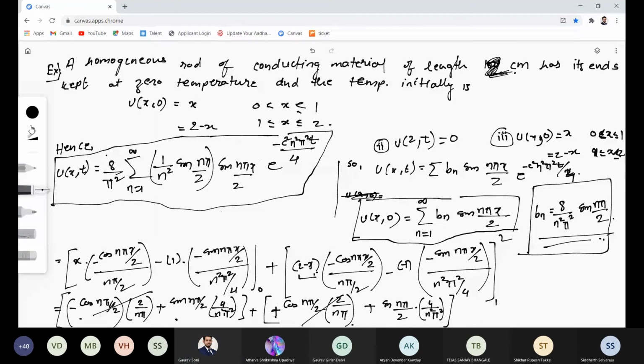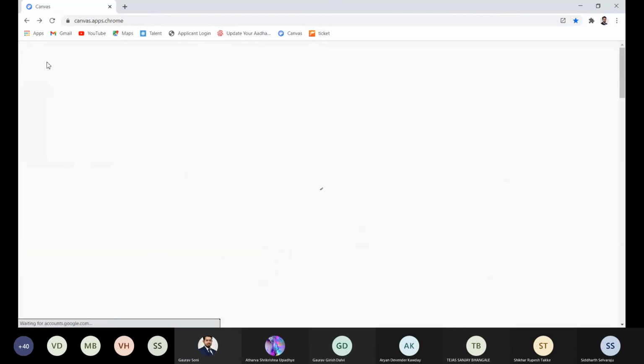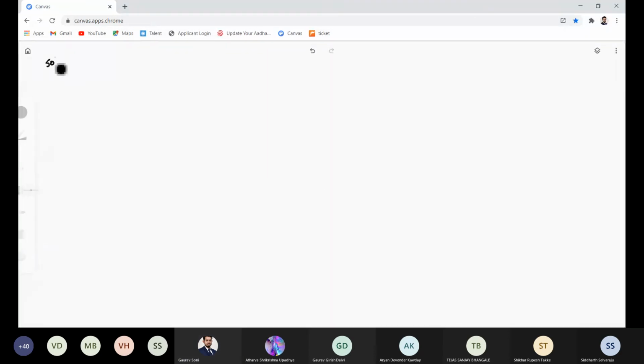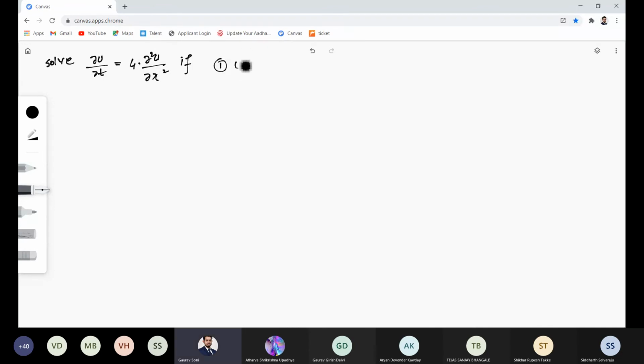So, last example. This is for you. You should solve it. Solve the equation del u by del t is equal to 4 del square u by del x square, if first, u is finite for all t.